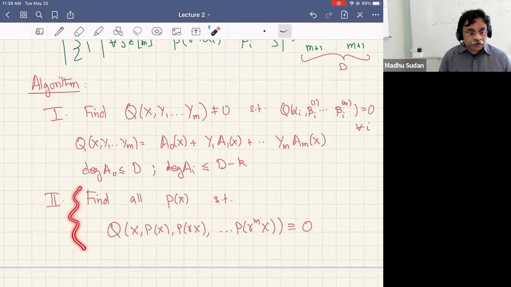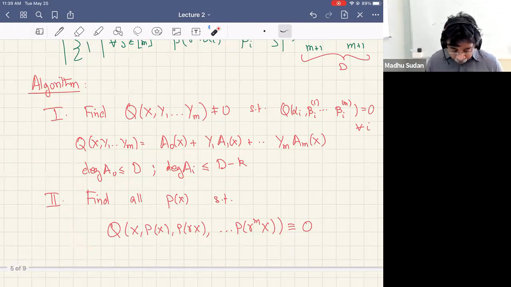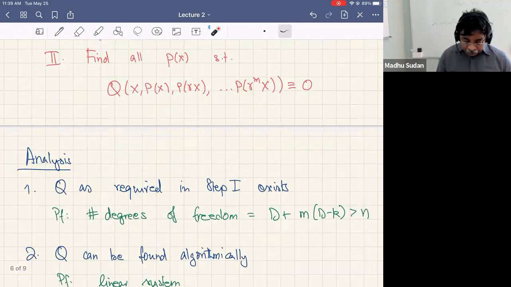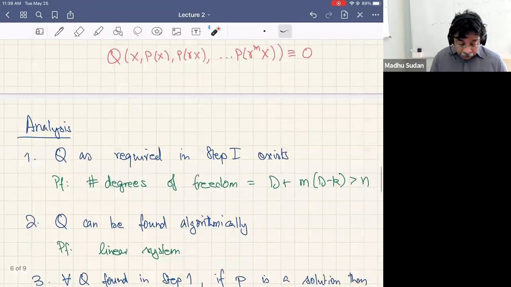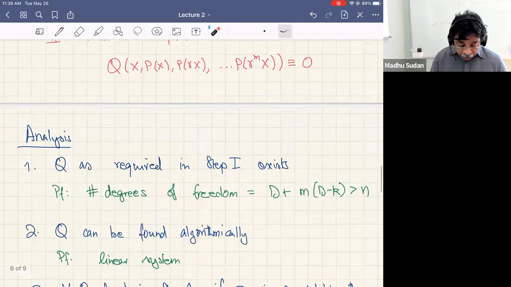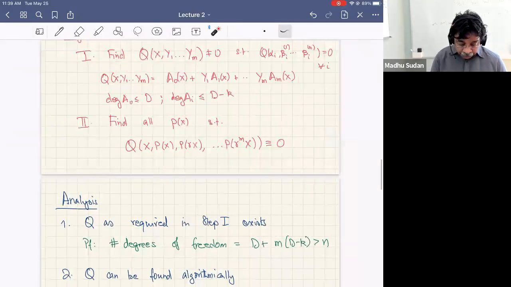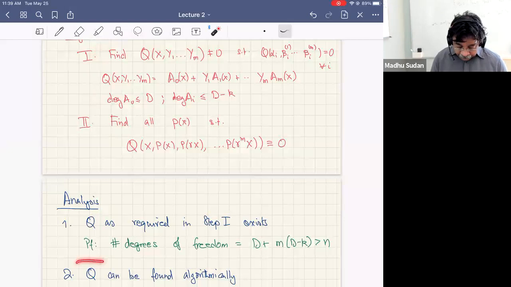How are we going to solve this problem? How are we going to bound the number of P's? That's where the challenge is, and let's go on and look at it. So even though I've said these things, let me repeat it in the analysis. A Q as we require it in the step does exist, and it can be found.